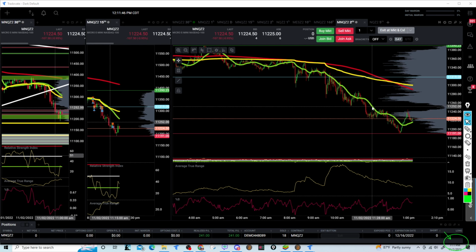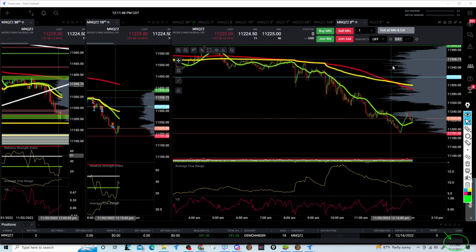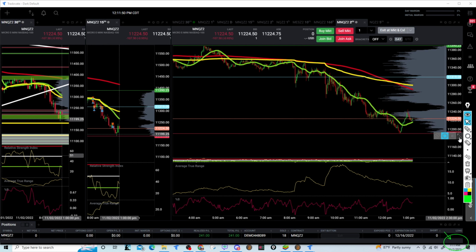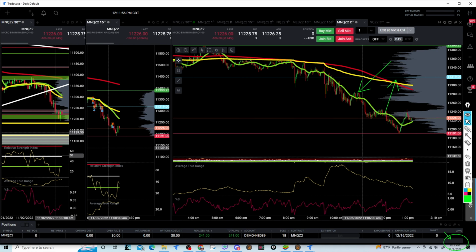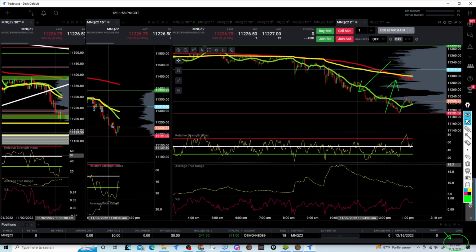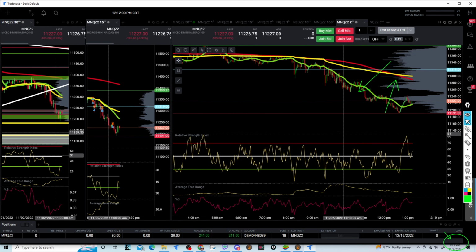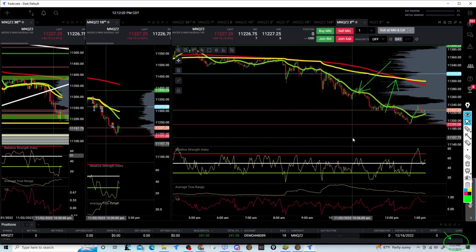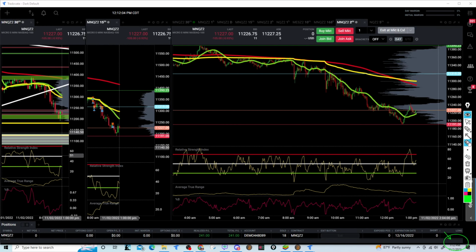Alright? Do not overcomplicate the 20 and the 200. If you do that, and you try and add all these other indicators to it, you're going to set yourself up for failure. Alright? Trading, again, is so simple. Alright? You don't need anything really on your charts other than the 200 and the 20.